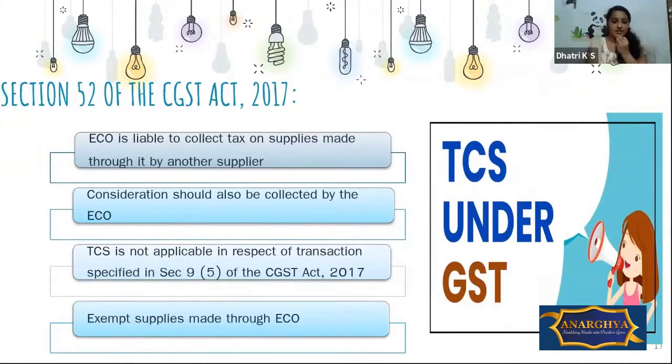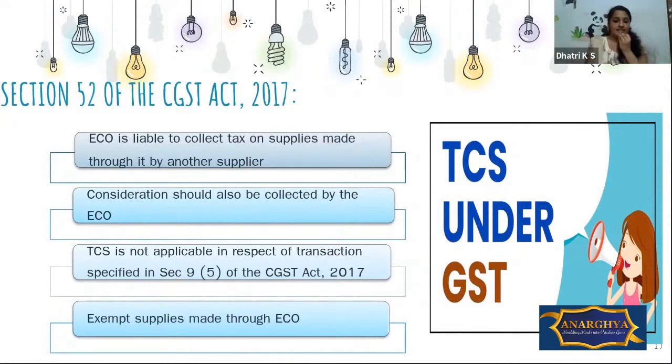Next is, consideration should also be collected by the electronic commerce operator. Here, when an electronic commerce transaction happens between three parties, there will be two cases. Usually, consideration will be collected by the electronic commerce operator, and then he will remit the consideration to the seller after deducting his commission. But in some cases, the buyer will directly pay the amount to the seller. In such cases, Section 52 is not applicable, and he need not collect any tax on such supply.